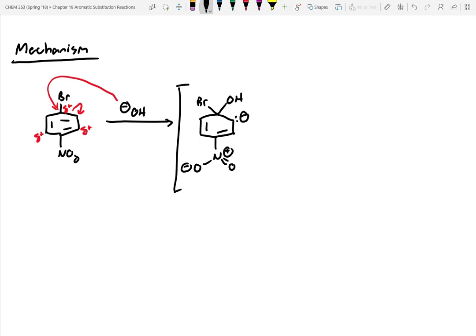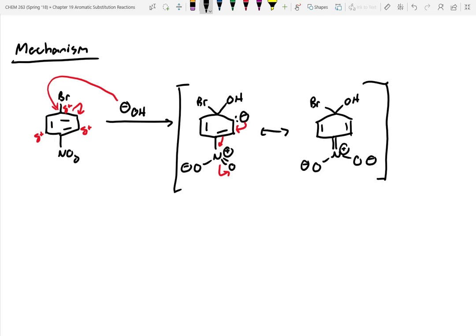Resonance, right? The reason that this is resonance stabilized is you can actually take this negative charge and push it all the way to that nitro group, right? We know the nitro group really wants to pull electrons towards it. So one of the major contributors for this resonance structure is one where the electrons are being completely pulled to that nitro group. And this is referred to as a Meisenheimer complex.